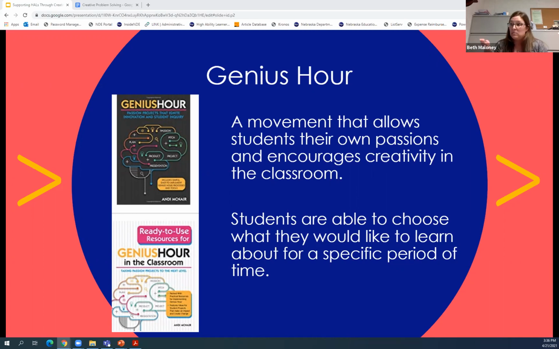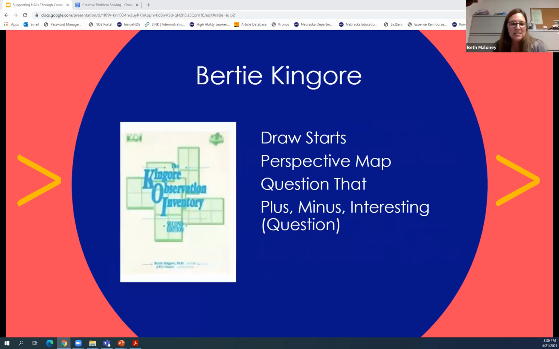And so that goes back to what Cheyenne was talking about at the beginning of the presentation about, it can't be open-ended to the point of having zero parameters, because that's too much for anyone. It's too much for me. I need a deadline. Otherwise I get nothing done. I just sit and think. And then an oldie but a goodie is Bertie King-Orr.